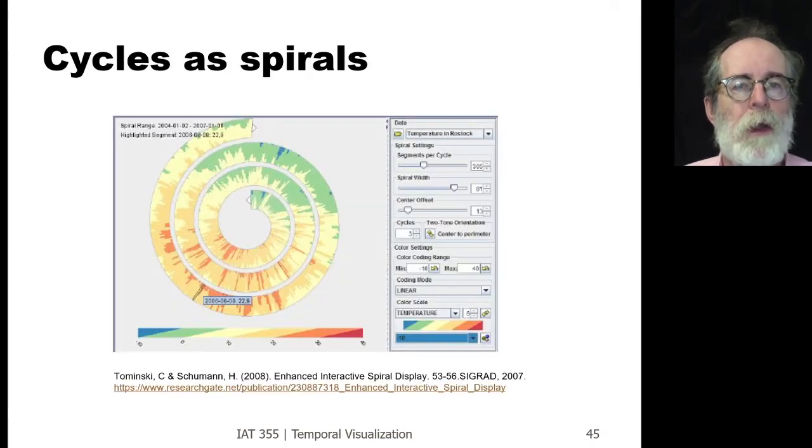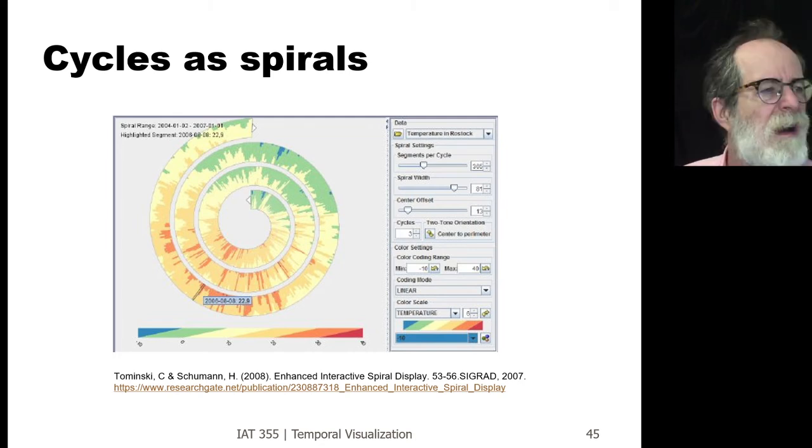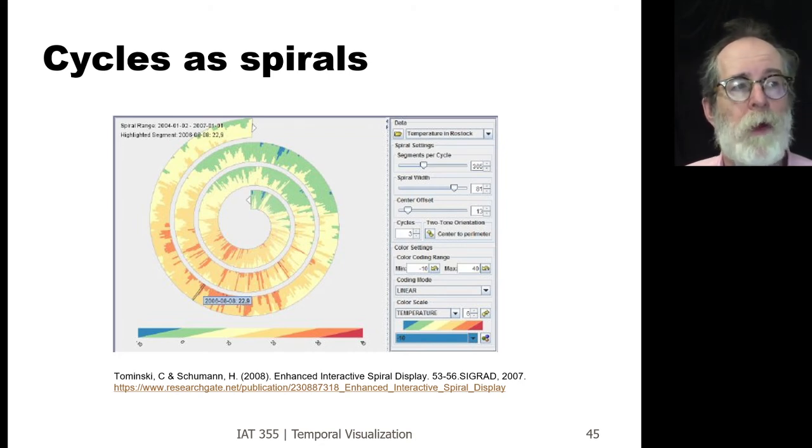Here's another radial layout. This one is to depict things on a spiral. The advantage of depicting things on a spiral is you can have multiple periods depicted on the same visualization. And so in this spiral, this runs for about 3 years. 1 year, second year, third year, from 2004 to 2007.